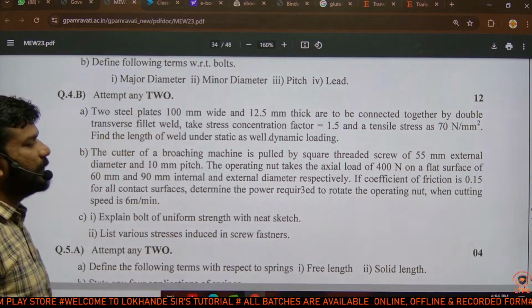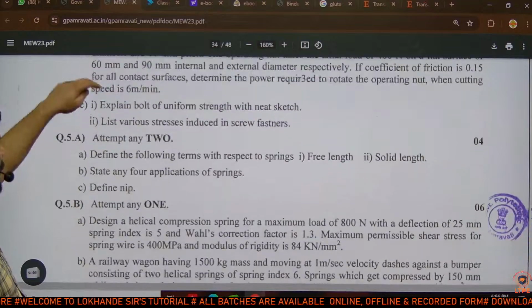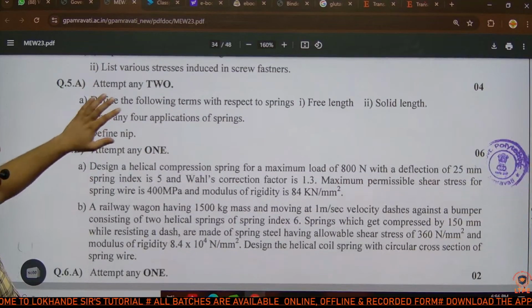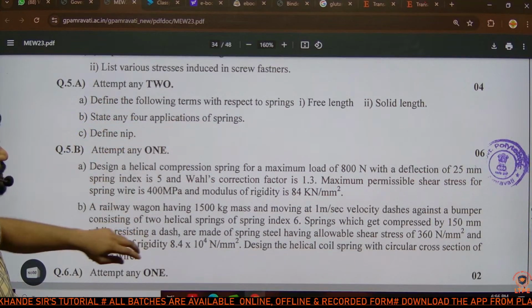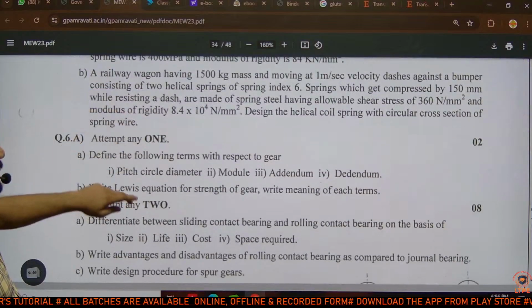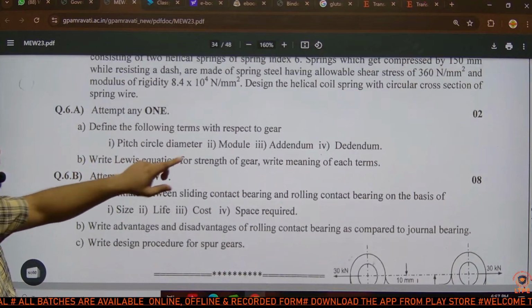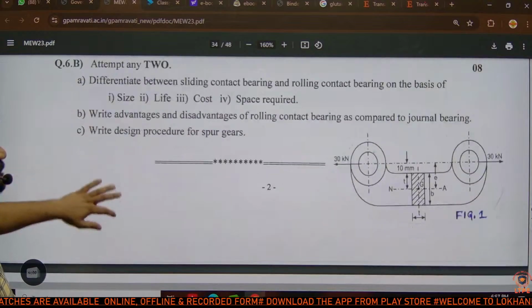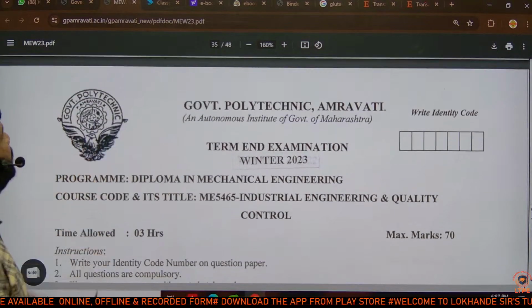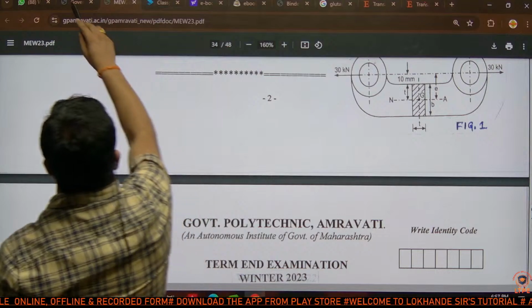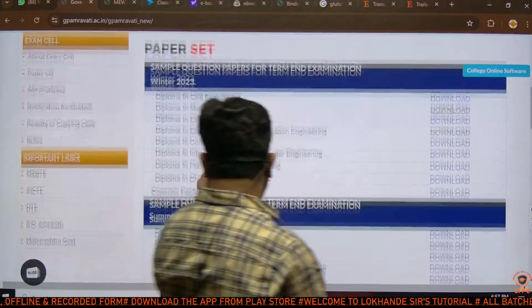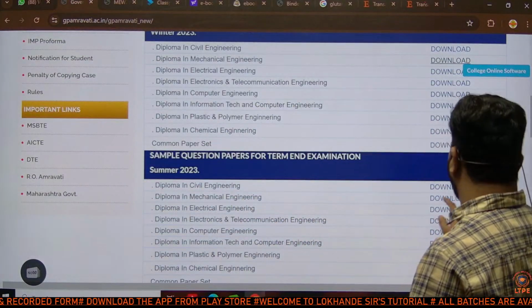Done, beta? Okay. And which chapters are still left for us now? Design of spring, 10 marks, and bearing also, bearing and gear is also for 10 marks. Okay. Now let us check summer 23 paper.